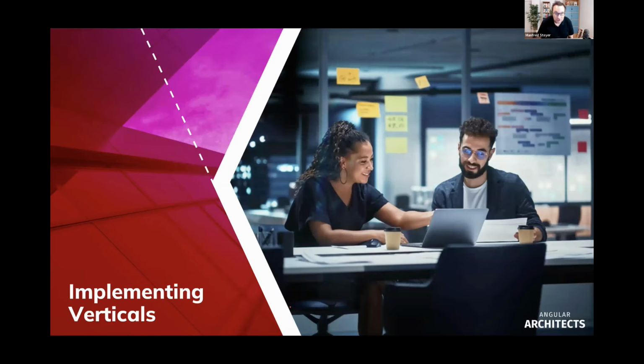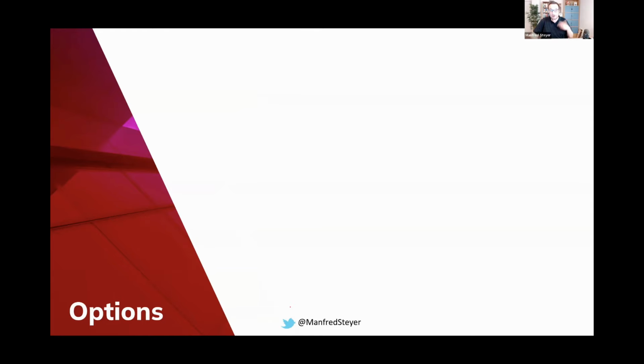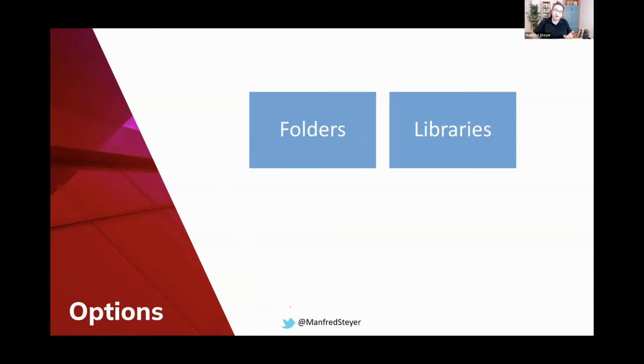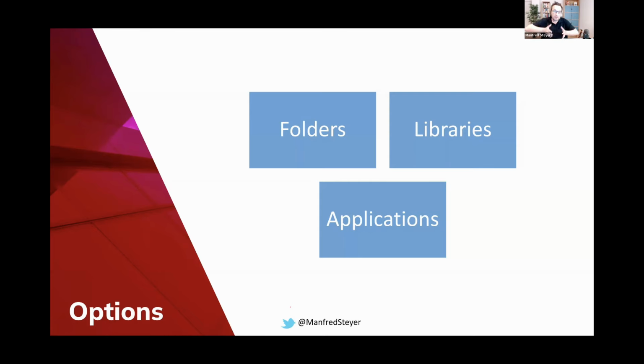So the big question is now how to implement verticals. And for this, we have several options. We can just implement each vertical in a folder. We can implement each vertical in a library. We can implement each vertical with an application of its own. The latter one is what leads to micro frontends, isn't it? One application per vertical, one application per business domain.